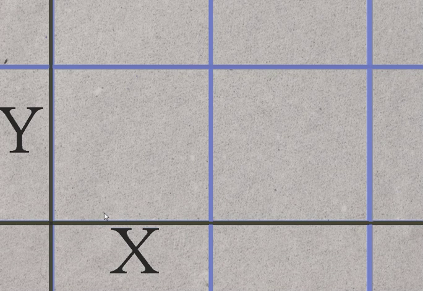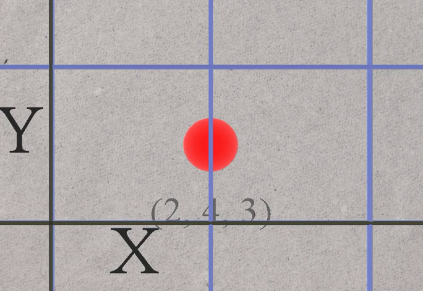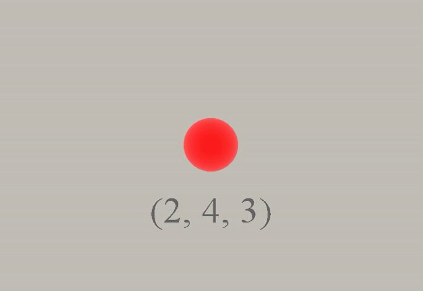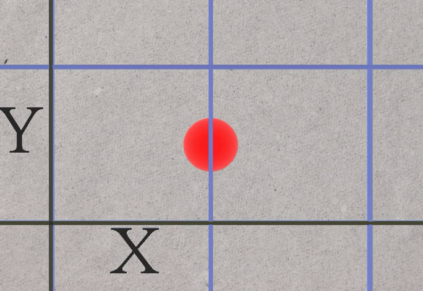By defining this horizontal line as x and this vertical line as y, where these two lines cross creates the origin for your two-dimensional system. This point right here becomes the point 0, 0. Just as before, this point had a position of 2, 4, and 3. Our origin for this two-dimensional system is now 0, 0.